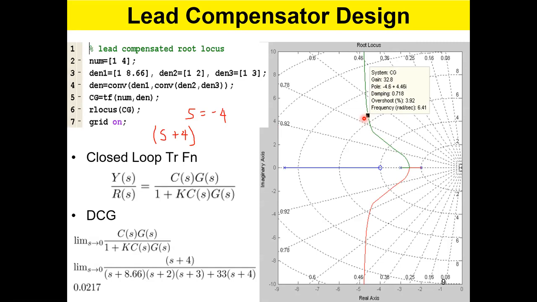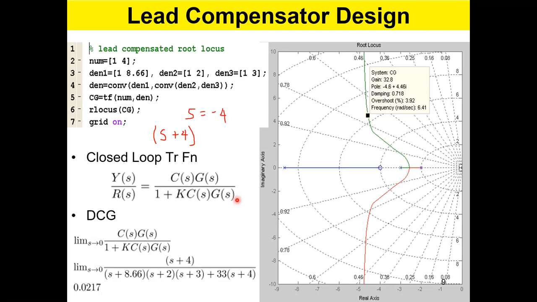Now, this is quite an achievement. You have designed a phase lead compensator and attached it to the plant, and then figured out your gain to bring the poles to the desired location. Okay. So that's fantastic.